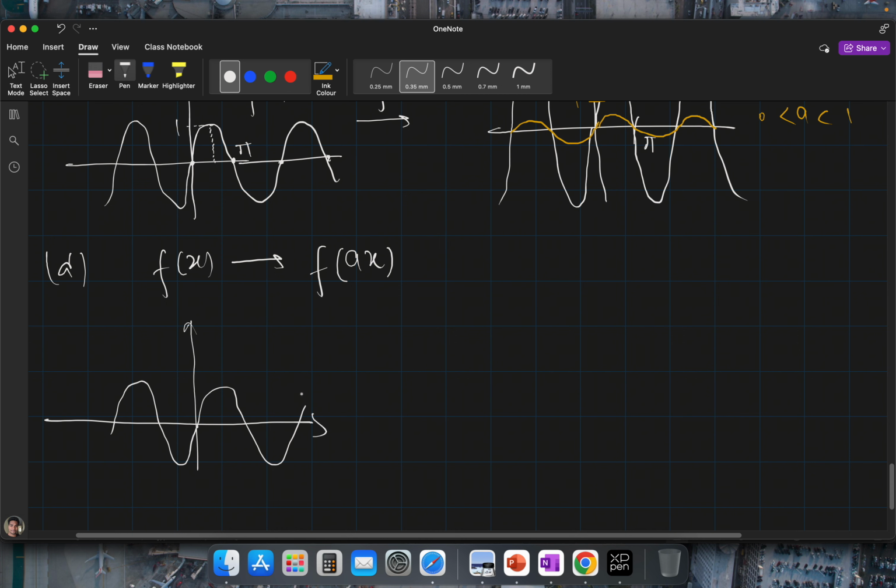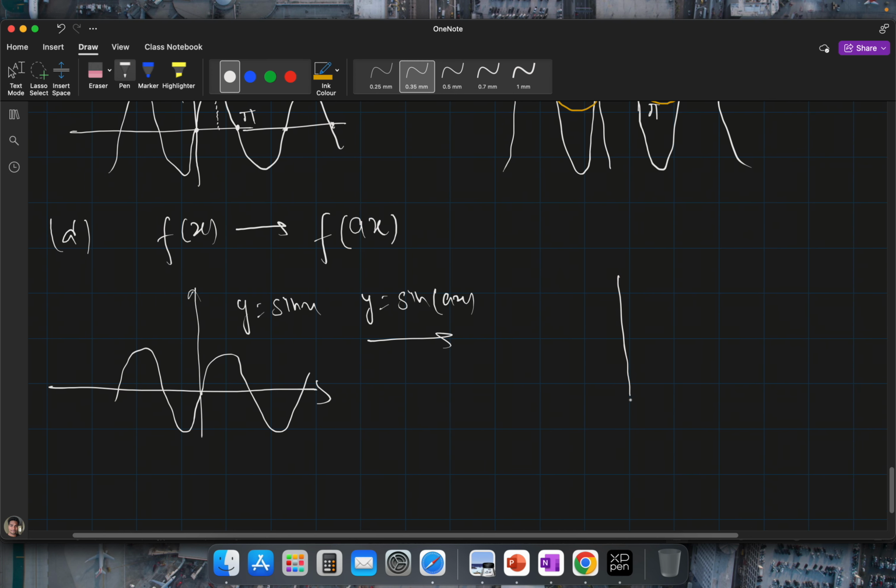Okay, so this is the graph of y equal to sin x. Now I want to transform it as y equal to sin ax. So in this case what will happen? Similarly, when you multiply x by a, the graph will be compressed, but in the horizontal direction.